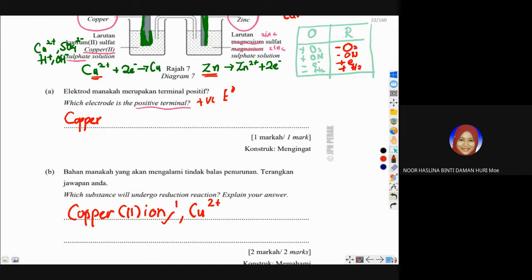Cu2 positive. So either you put copper(II) ion or you can put Cu2 positive only, you can get 1 mark. If you put both, make sure both are correct. Okay, so this one you can get 1 mark. Okay, explain your answer why copper(II) ion undergoes reduction.